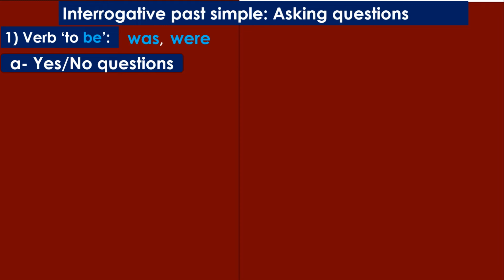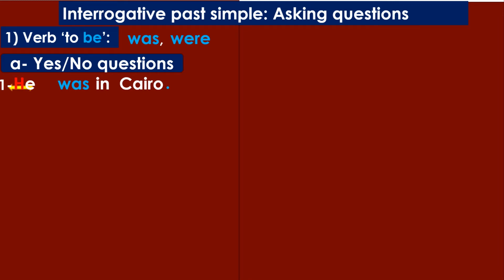We'll start with yes no questions, and let's have a look at this sentence. Sentence number 1: He was in Cairo, and then I'm going to have a full stop. This is a statement. He was in Cairo. Okay. Let's see how we're going to change it into a yes no question.